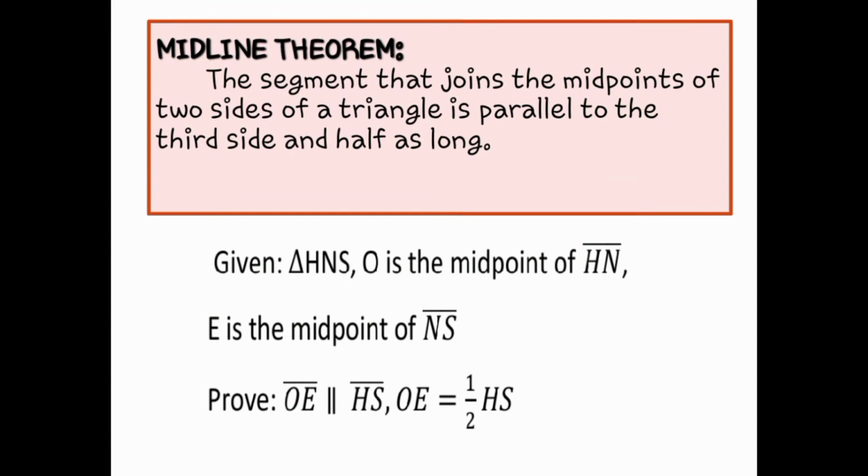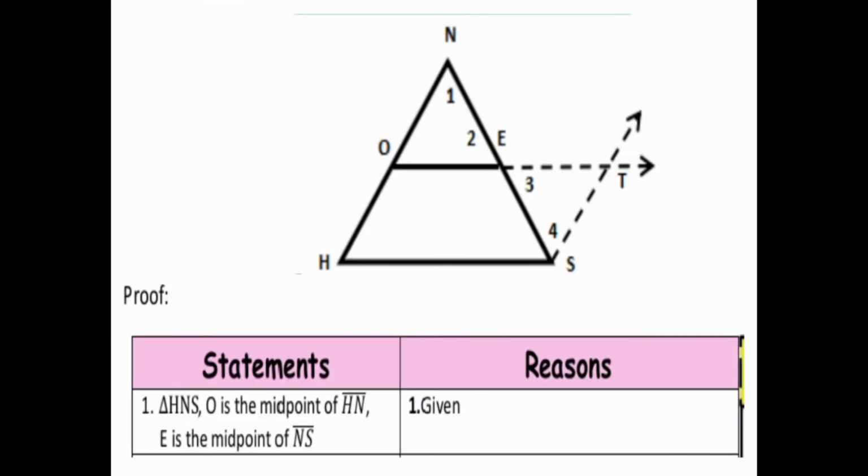Our topic is proving the midpoint theorem. The midline theorem states that a segment that joins the midpoints of two sides of a triangle is parallel to the third side and half as long. Given a triangle HNS, O is the midpoint of line segment HN and E is the midpoint of line segment NS. Prove that line segment OE is parallel to line segment HS and line segment OE is one half of line segment HS.